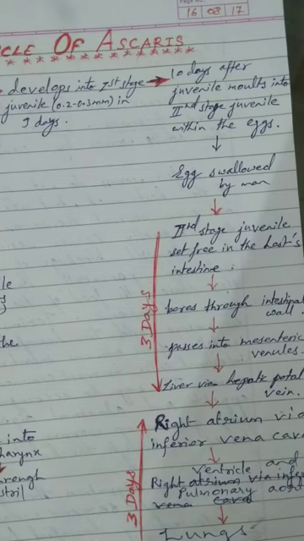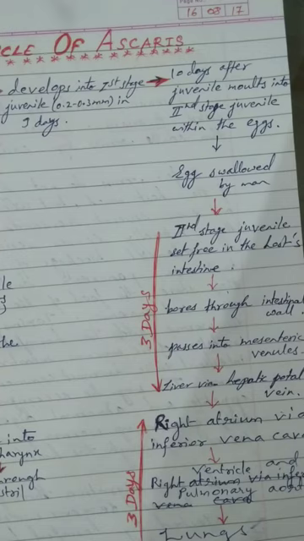This is an important question for multiple choice questions in examination. You must remember this. Only in one stage larva, that is rhabditiform larva, the development takes place in 9 days.